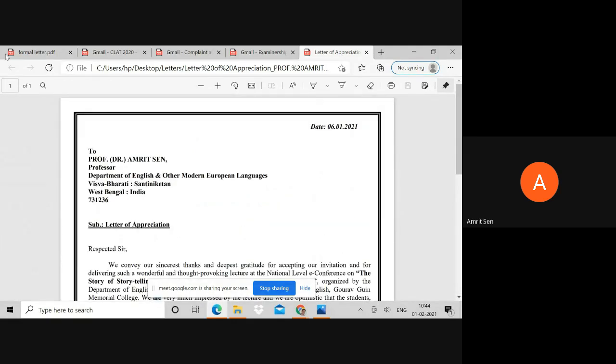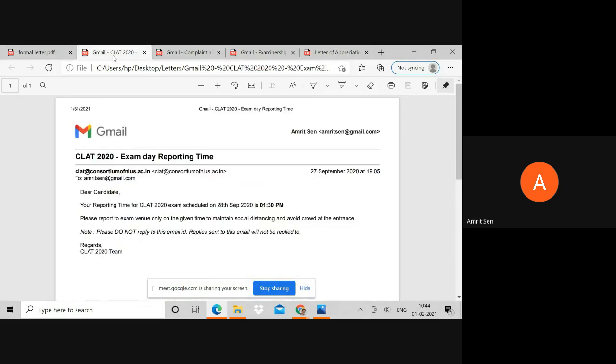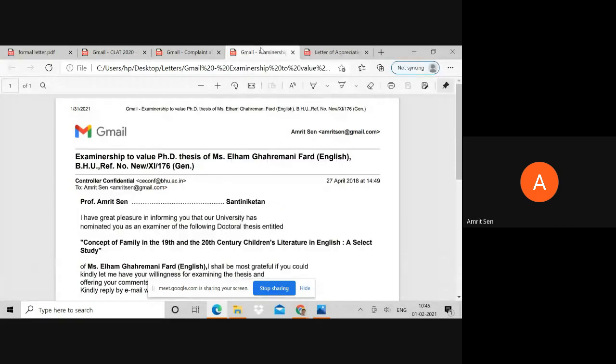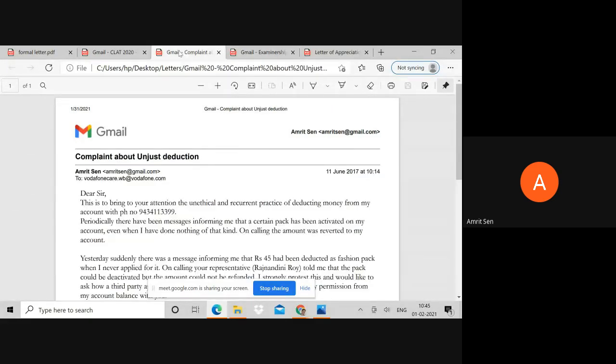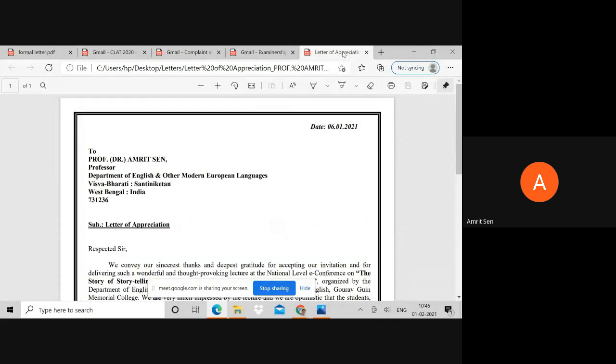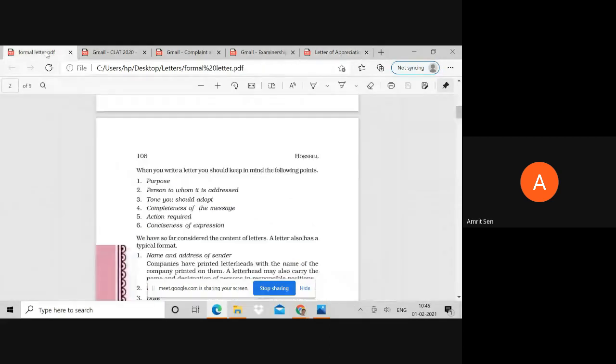Right, let me get back to the structure of the formal letter. So I have given you one, an absolutely informative letter. Two, a letter informing and asking for some feedback. Three, a letter of complaint. Four, a letter of appreciation. And finally, I will also show you something which will interest you, but that is at the end of this discussion. Now, therefore, you must remember the tone of communication that the letter uses.